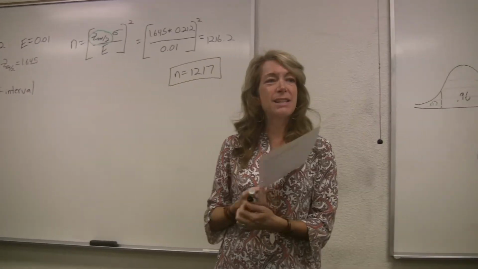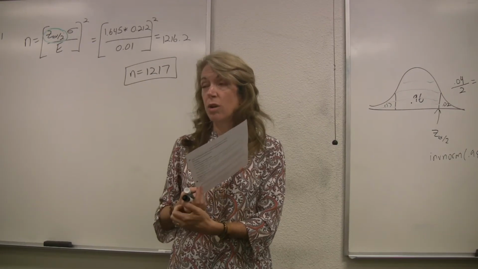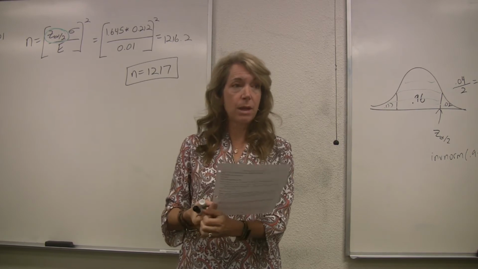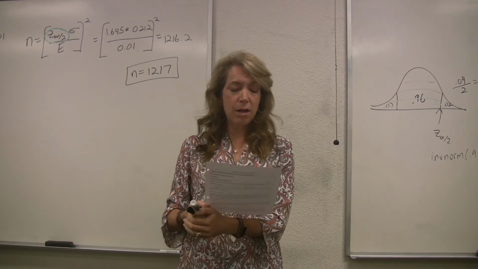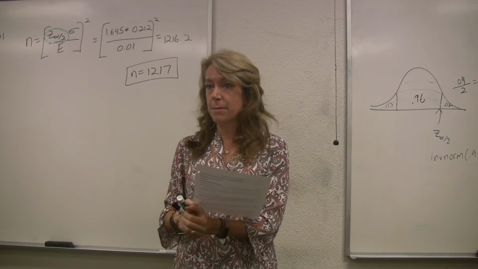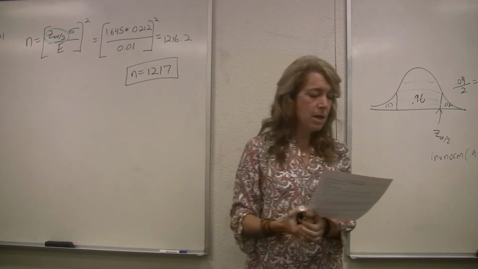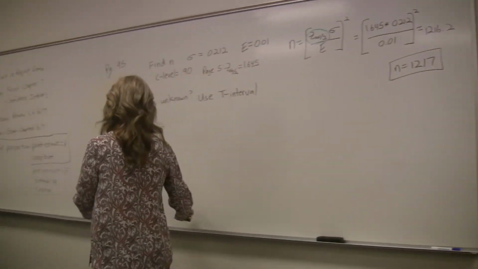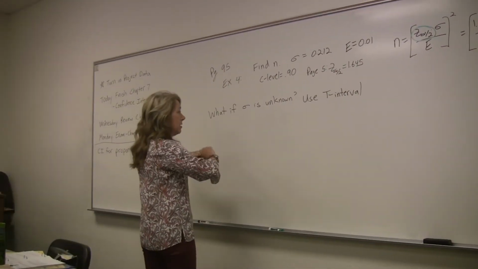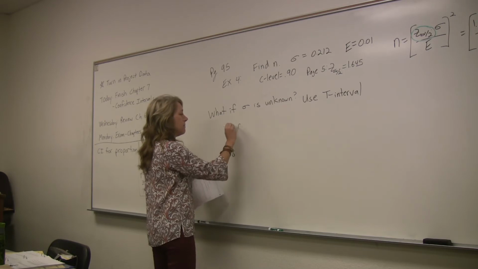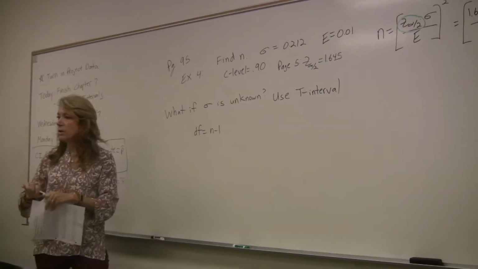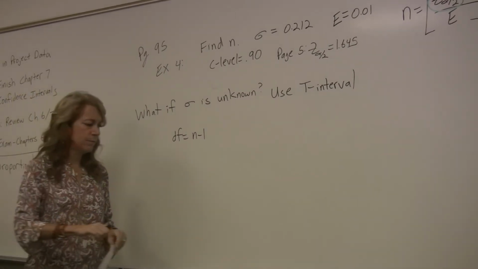The difference now is instead of using Z's, we're going to use T's. It's a different table, we're going to learn a different table. And T's has something called degrees of freedom. And degrees of freedom is defined there, just a little bit above example 5. It says that degrees of freedom is n minus 1. So it's your sample size minus 1.